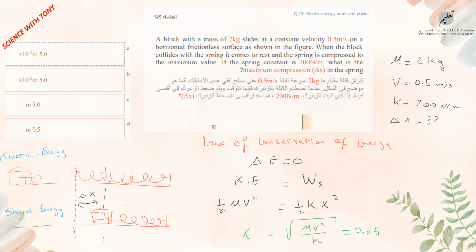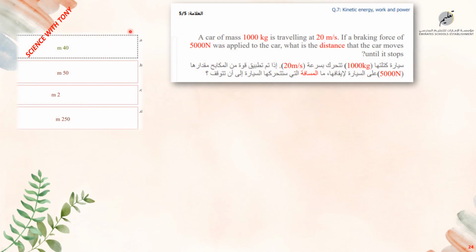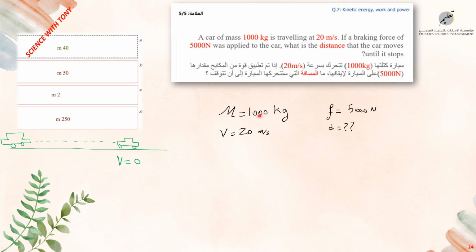Here we are with the next question. A car of mass 1000 kg is traveling at 20 meters per second. If a braking force of 5000 newtons is applied to the car, what is the distance that the car moves until it stops? Stop means the final velocity is equal to 0. So that's the picture: a car moving, then applying the brake, and then stopping at the end. The mass of the car is 1000 kg, the velocity is 20 meters per second, and let's consider the braking force to be 5000 newtons.